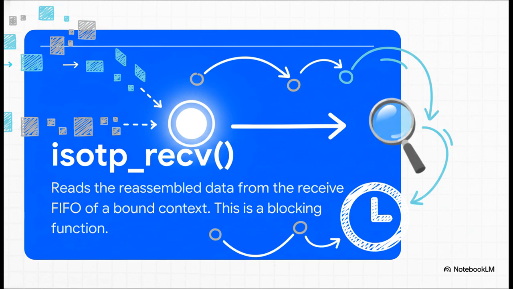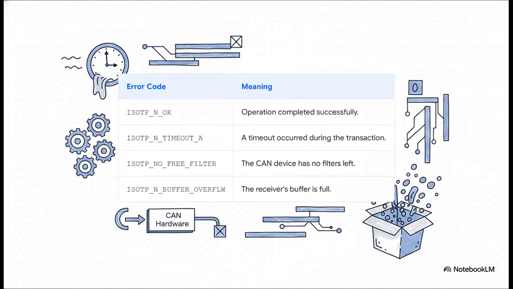And finally, we're back on the receiver. Once all those little pieces have arrived and been perfectly reassembled, you call isotp_recv. This function goes to that buffer we set up with bind and pulls out the complete message for you. It's what we call a blocking call, which just means your code will pause and wait right there until the entire message is ready.